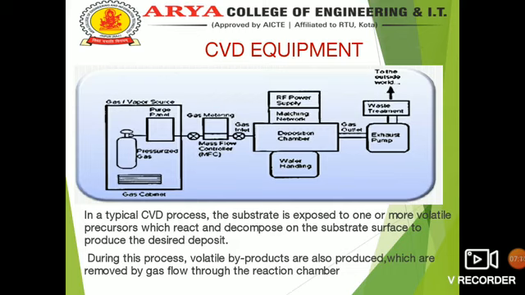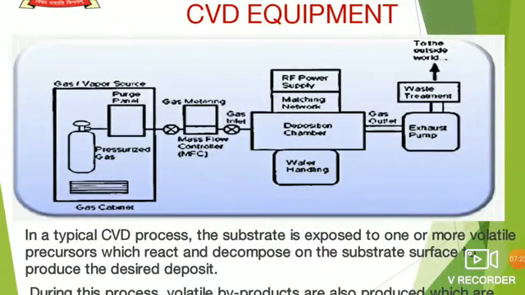In CVD equipment, there are mainly these components: gas or vapor source, mass flow controller, deposition chamber, exhaust pump and waste treatment.